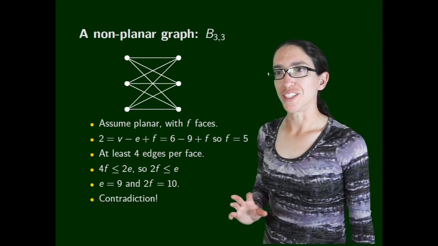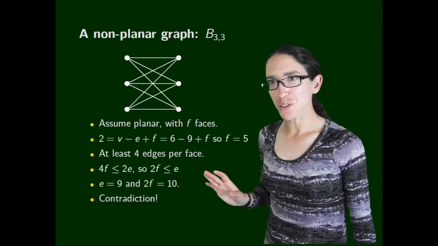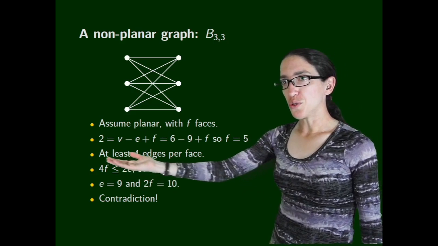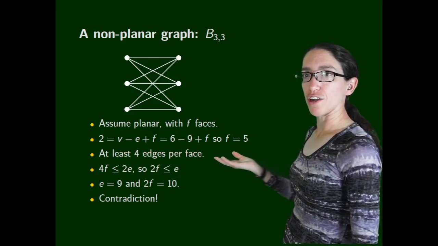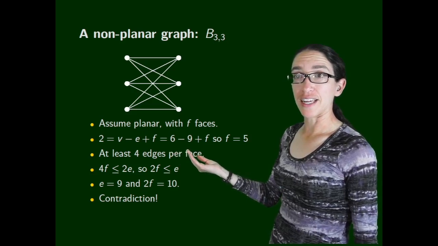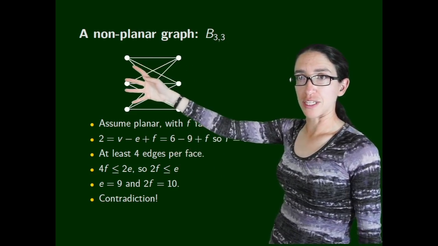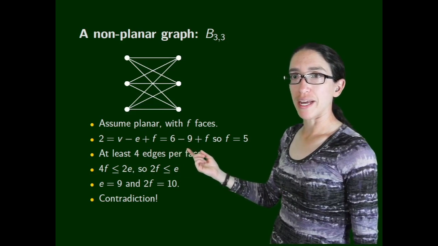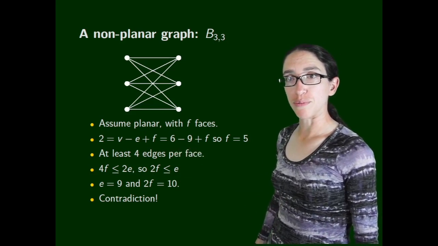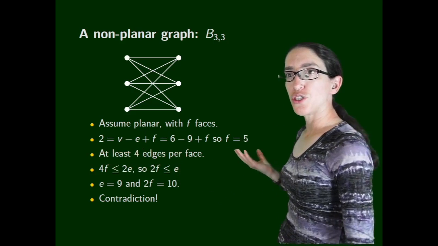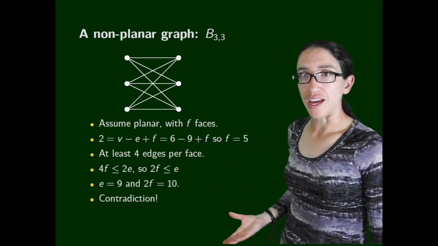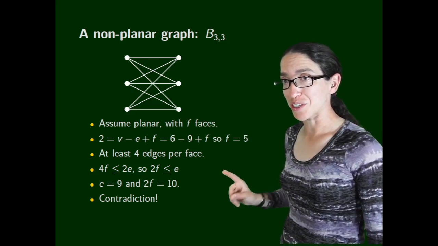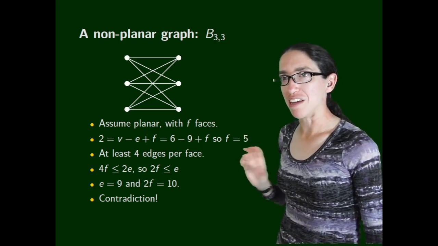Let's look at a proof of this using Euler's formula. Let's assume for contradiction that it is a planar graph with f faces. Then let's use Euler's formula to figure out how many faces there are. There are 6 vertices in this graph and 9 edges because 3 times 3 edges in a complete bipartite graph here. So v minus e plus f is 6 minus 9 plus f, which is negative 3 plus f. And that equals 2. So solving for f, we find f equals 5. So any way of embedding this in the plane, assuming for contradiction that we're able to do it, we'll have 5 faces.